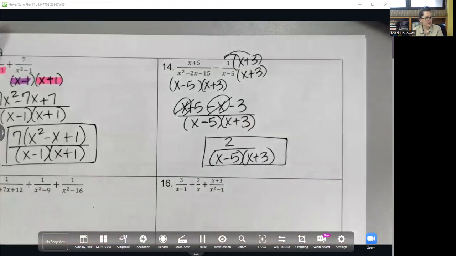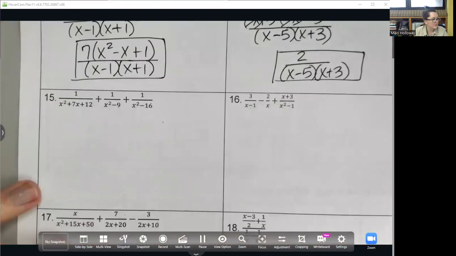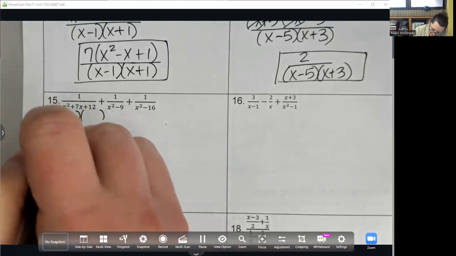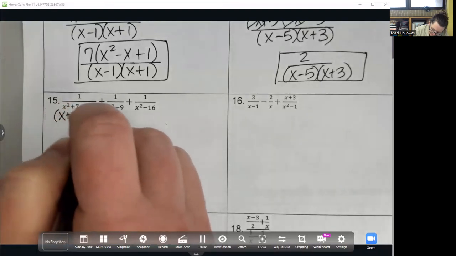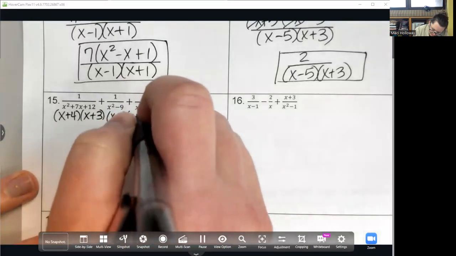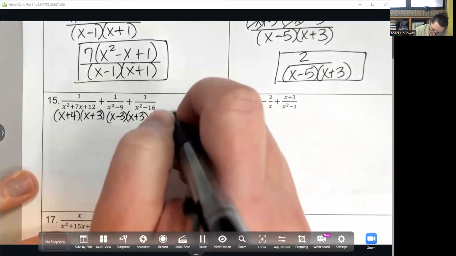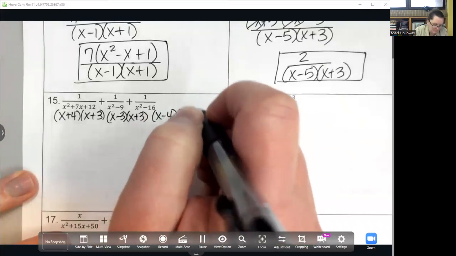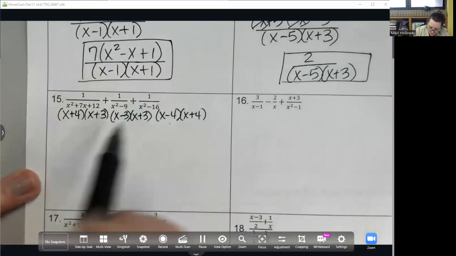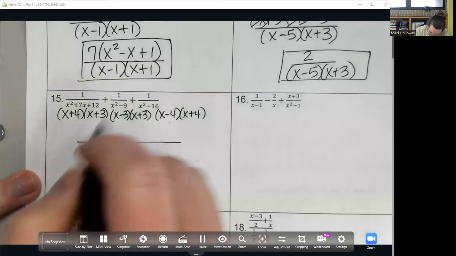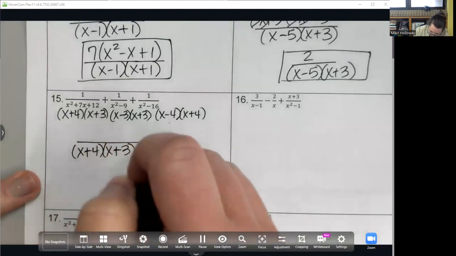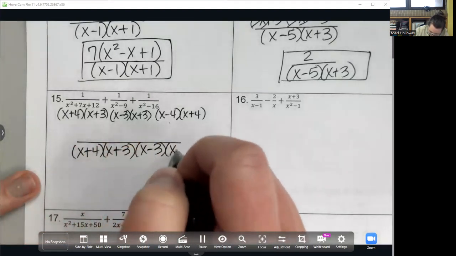All right, good job. Let's keep going. This one's kind of crazy, but we'll make it. Some of you did this one in class. We have x plus 4, x plus 3. This one is a difference of two squares, x minus 3, x plus 3. And then x minus 4, x plus 4. Difference of two squares for both of those. So my common denominator is all of it. X plus 4, x plus 3, x minus 3, and x minus 4.